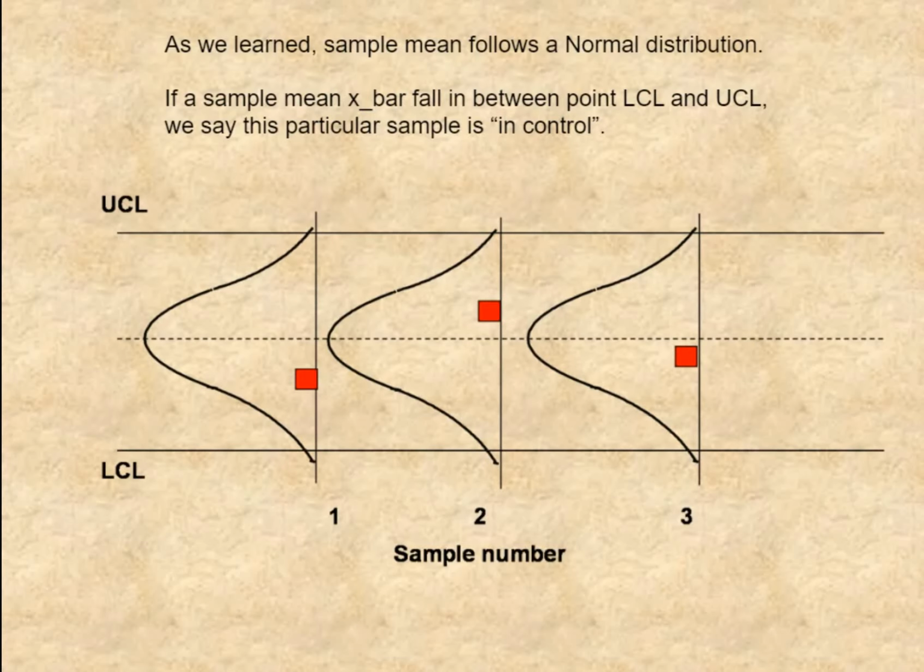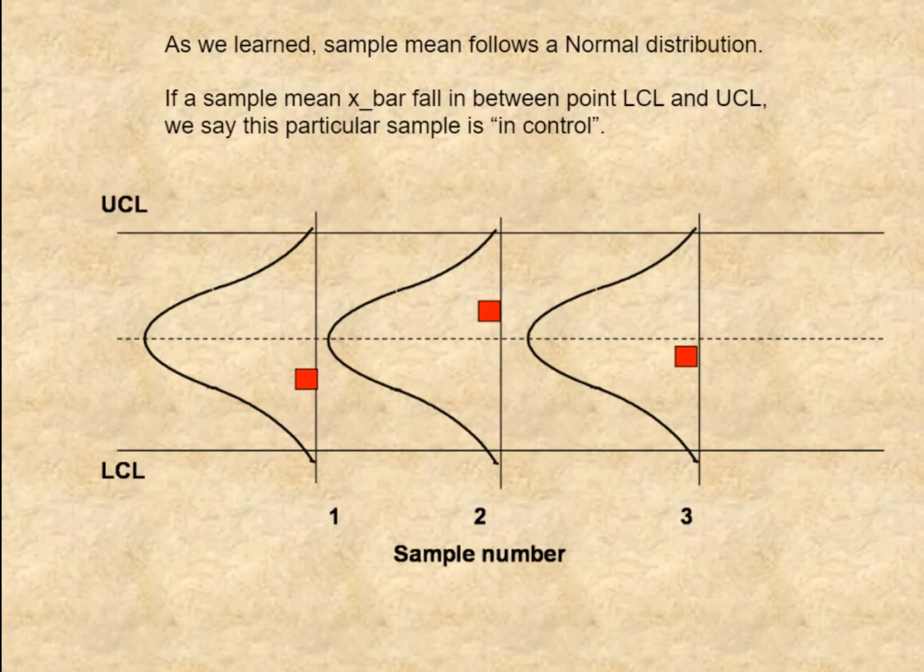Remember, from the central limit theorem, we know that a sample mean x bar follows a normal distribution. So we can draw a normal distribution above this axis, another normal distribution for sample 2 above the axis for sample 2, and another normal distribution here. And this line will be the upper control limit. This line will be the lower control limit.